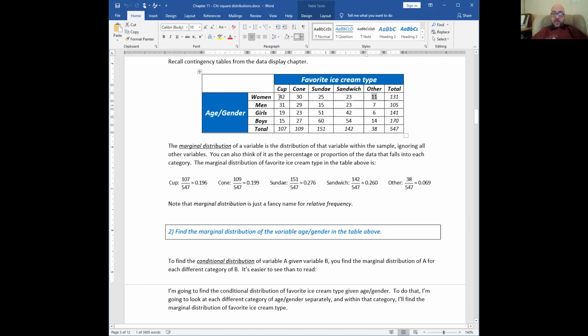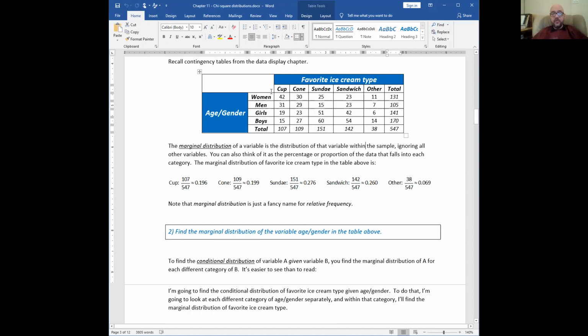Then I multiply them together, because if I were to know all of these things, these 12 right here, as well as the totals, all the rest of this stuff has to be fixed. So that's what degrees of freedom are.